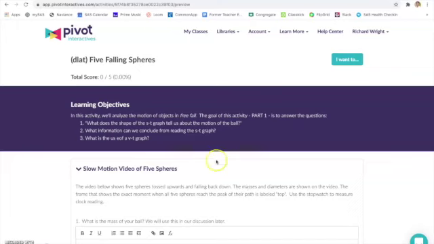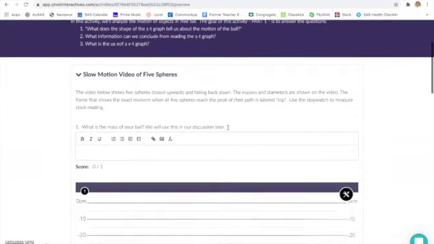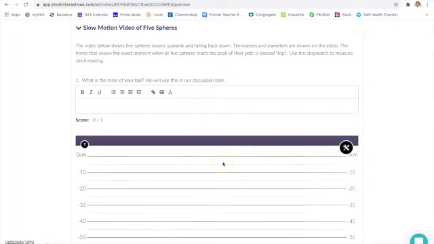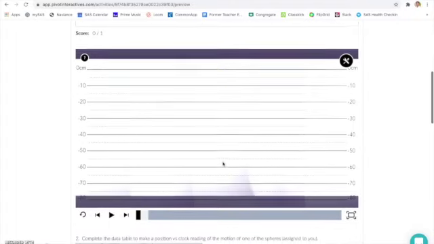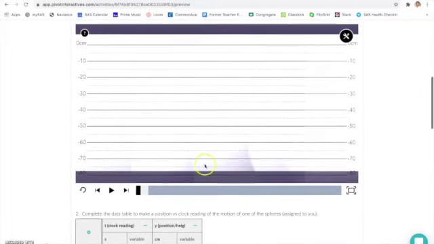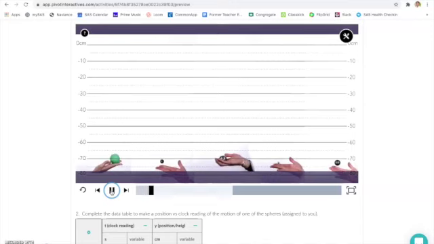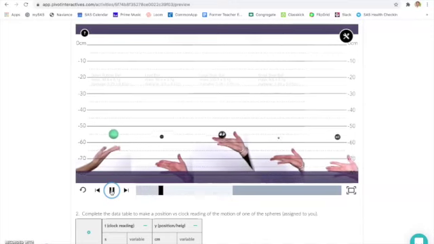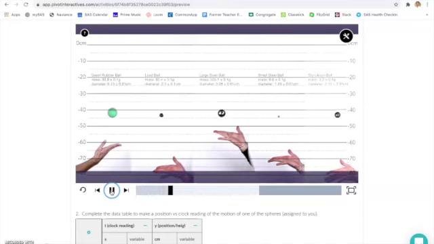This is Pivot Interactives, and I want to show you how to use this, the tools, and taking data and such. So I suggest you watch the video all the way through one time to see what you're looking at. And if you notice, I'll push pause.